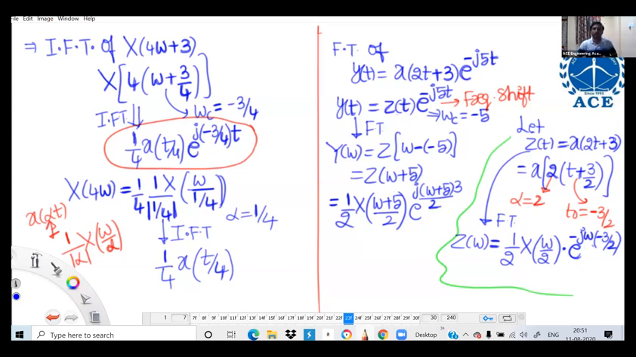How many of you have done correctly now? This last example, oh, most of you have typed. Some of you have typed wrong answer also. Very good. Be careful with scaling and shifting properties. You must be careful. Okay.